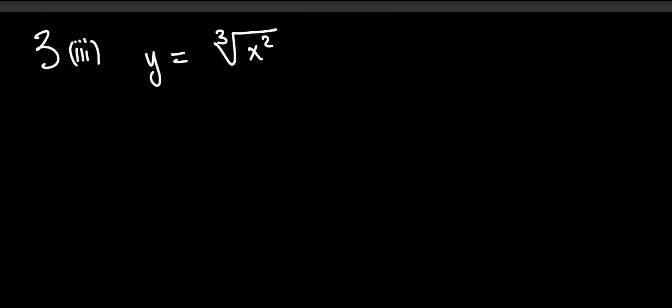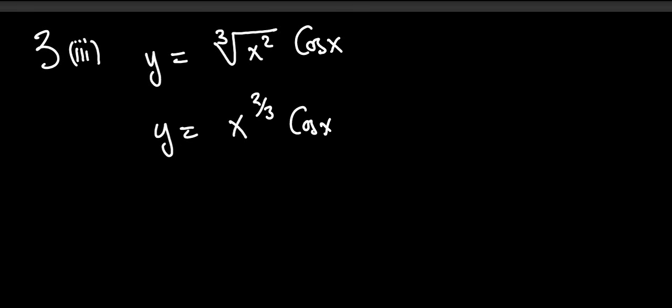Then question number 3-3, Roman numeral 3. So we have y is equal to cube root x squared. Then we have a cos this side, cos x. So here again, this is the same as x to the 2 over 3. Then we have cos x. When you change this, right? Because it's the same as 1 over 3 then. Yeah, we change it to this. We're using product rule. The u is just x to the 2 over 3.